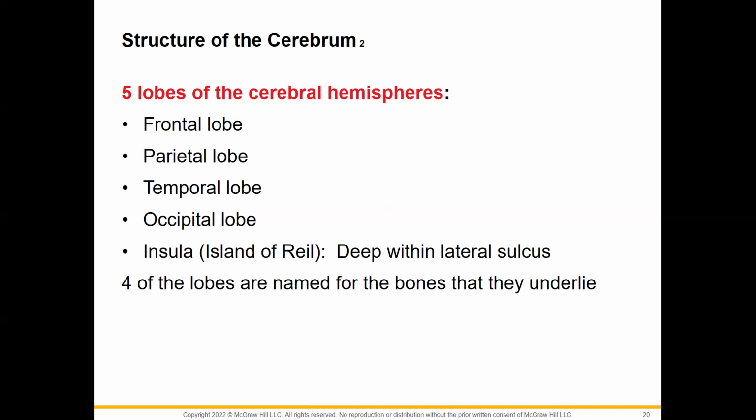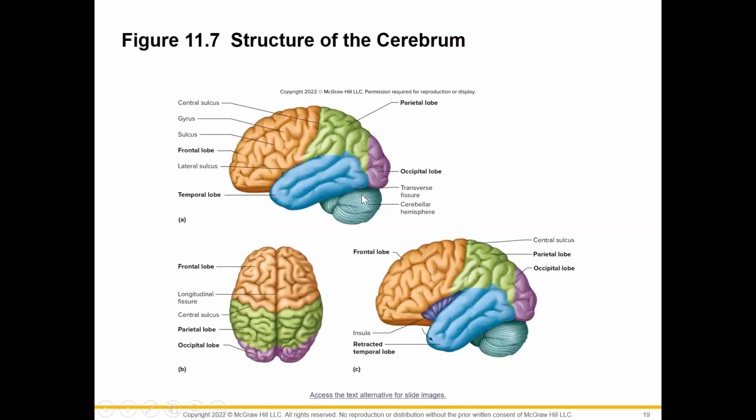I'm sure Rail is pronounced other ways, but I don't know them. So the insula is what sits deep inside of the lateral sulcus. So let's go back to the previous image. And the lateral sulcus would be here. You noticed here is the lateral sulcus that separates the temporal lobe from the frontal lobe.